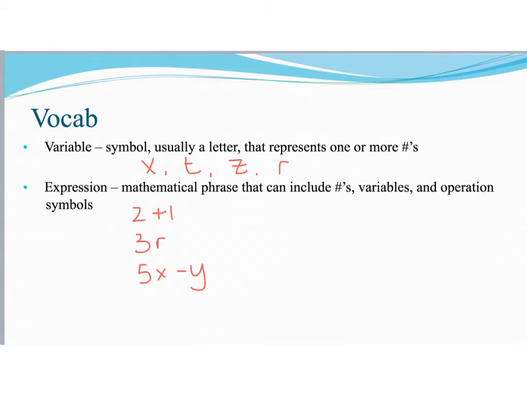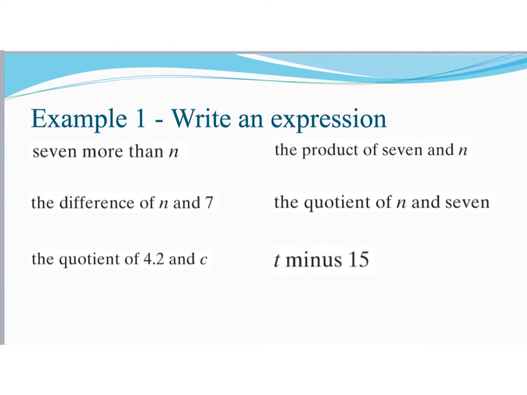There's many different examples. So what we're going to do in example 1 is we are going to write out with numbers and variables and or operations our word sentences. So if we look at this first one, it says 7 more than n. More than indicates that we are adding. So I would have 7 plus n. If we go across from that one, we see that it says the product of 7 and n. Product indicates that we are multiplying, so you can write this as 7 times n, or we could just do 7n.